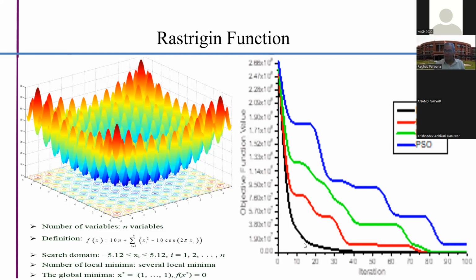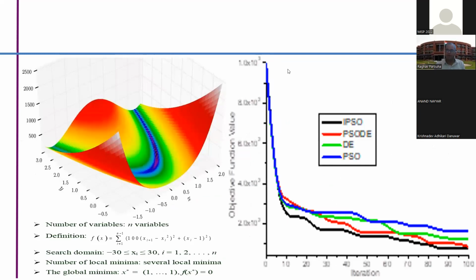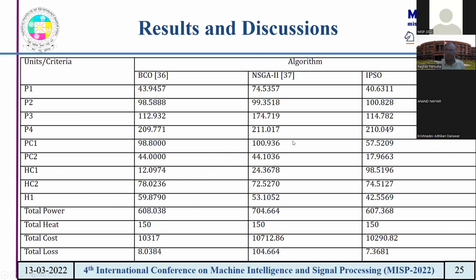Then we see that, between objective function value and iteration, IPSO may converge in very few iterations. So this is for the next function, and we check the results and discussion with the combined economic dispatch for power unit, 2 heat units, and 1 cogeneration unit.